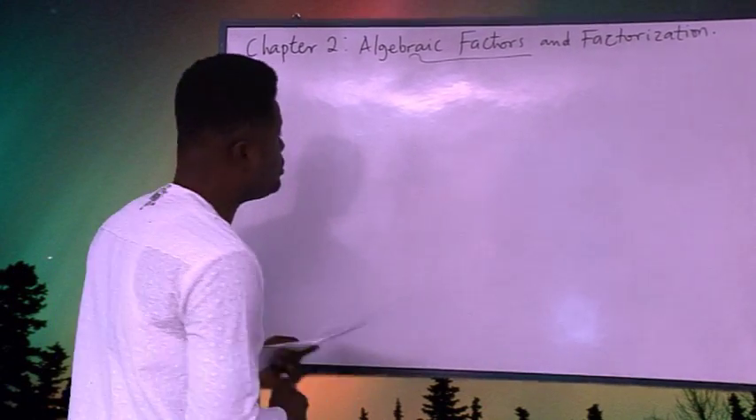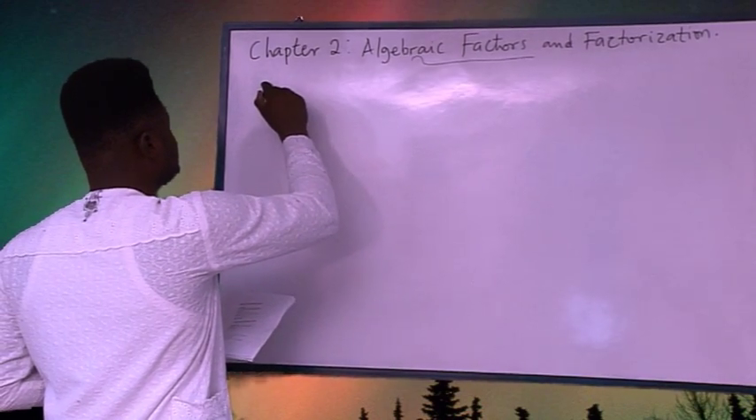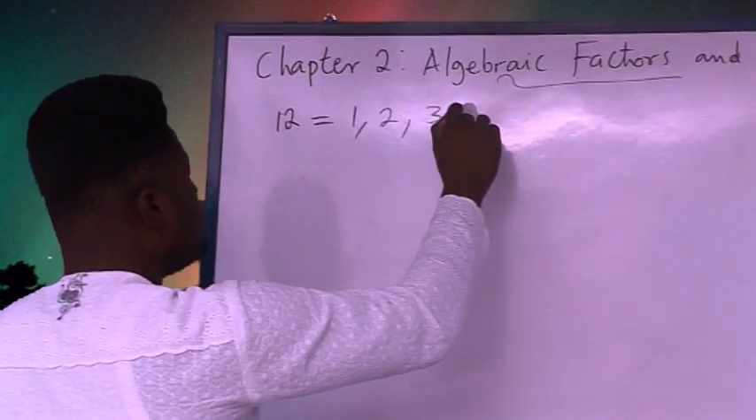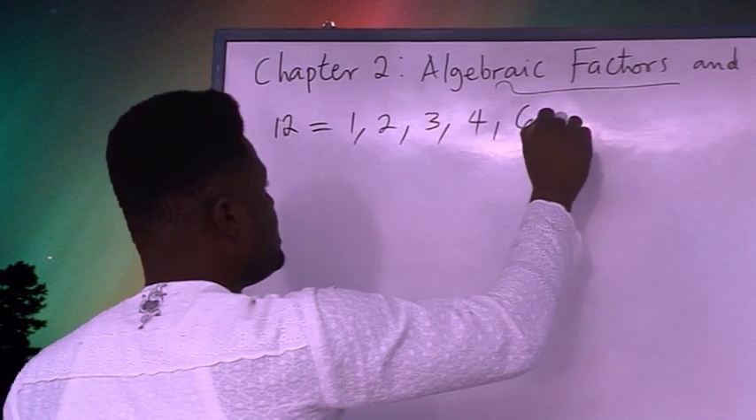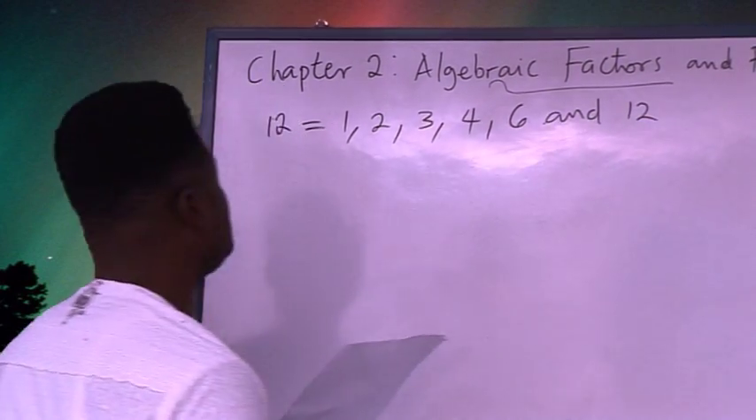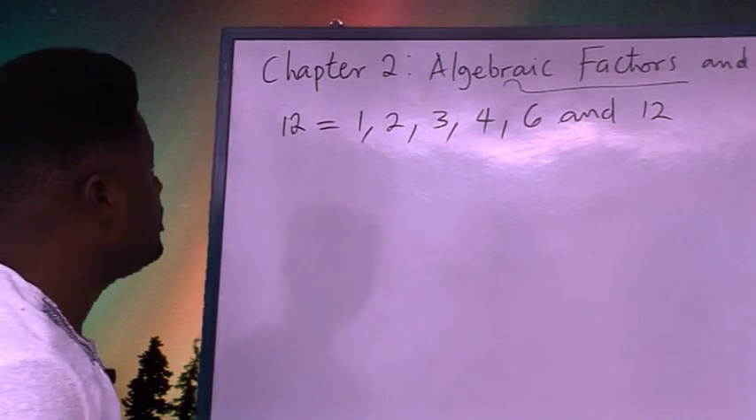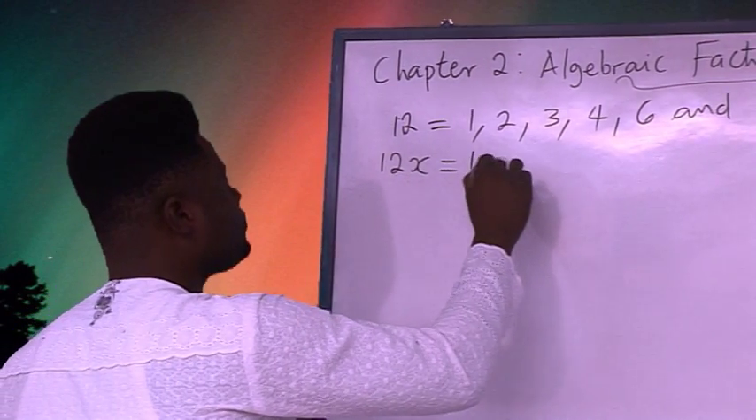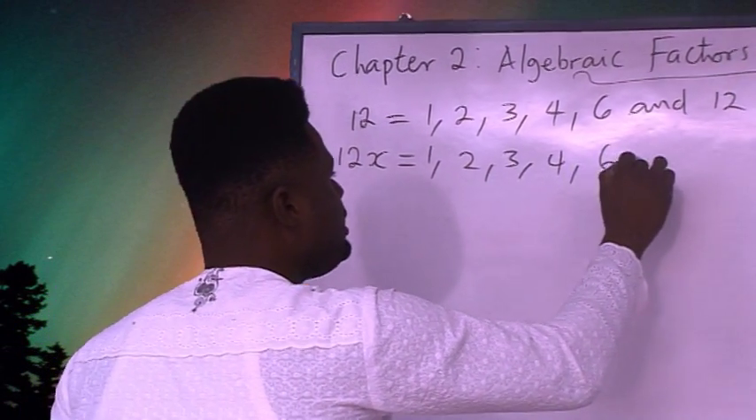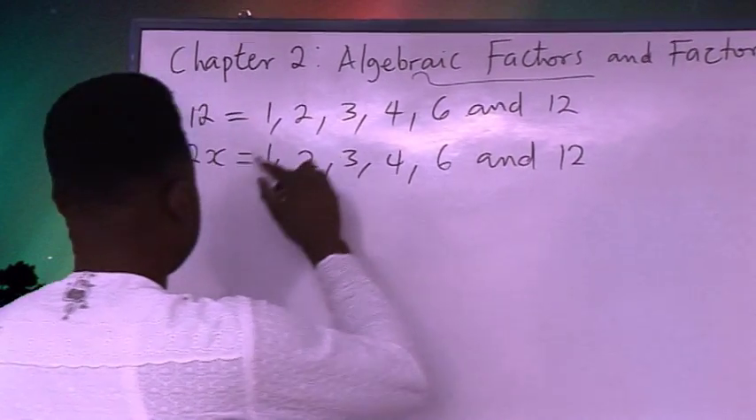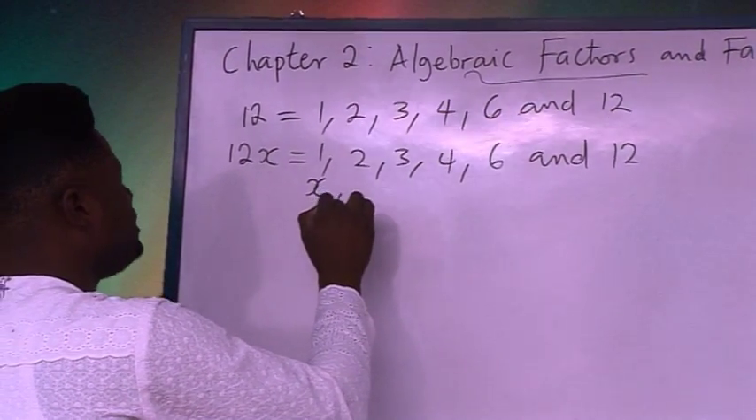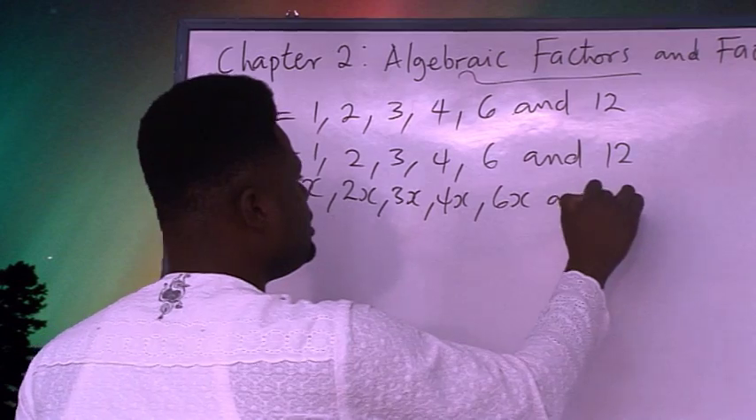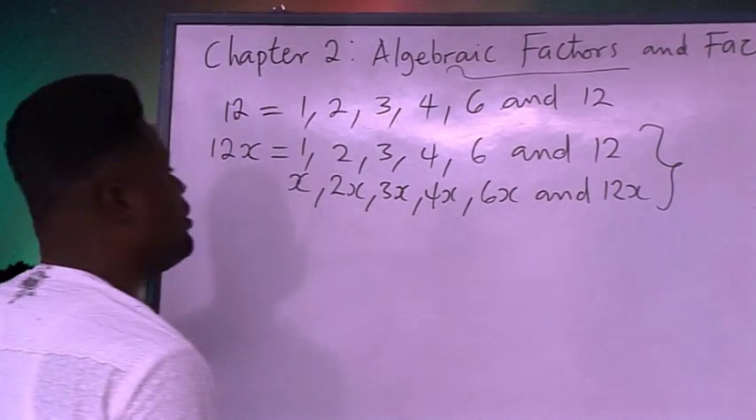For example, the factors of 12 will be 1, 2, 3, 4, 6, and 12, because all these numbers can divide 12 without remainder. Then the factors of 12x will be 1, 2, 3, 4, 6, and 12, including x now: x times 1 is x, then 2x, 3x, 4x, 6x, and 12x. All these are factors of 12x.